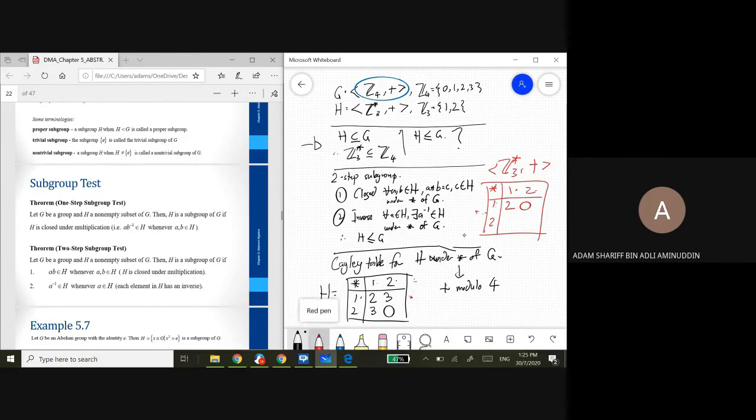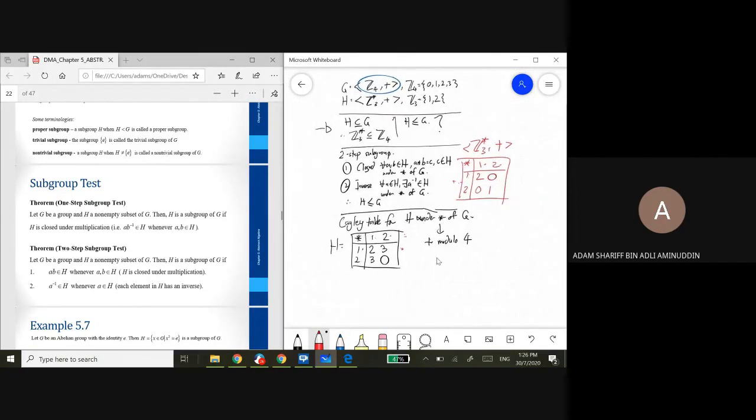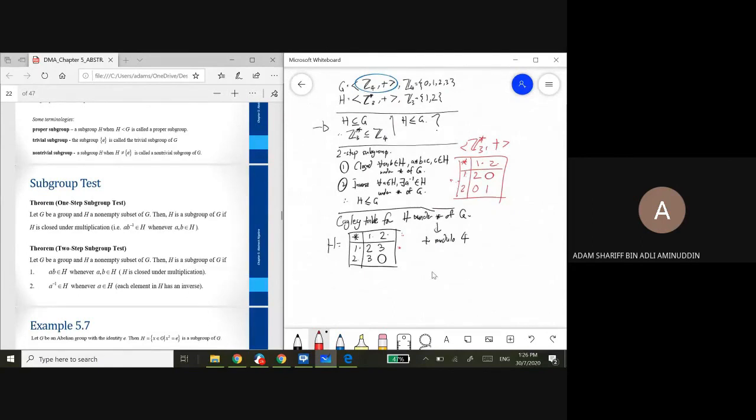Okay. So let me finish the original Z3 star, if it were on its own. This one will be 0, and this one will be 2 times 2, 4, 4 mod 3, 1. Under this context, to sum up, in order for you to develop the Cayley table, you must check under the binary operation of G, not the original binary operation of H. So that's why it's different.